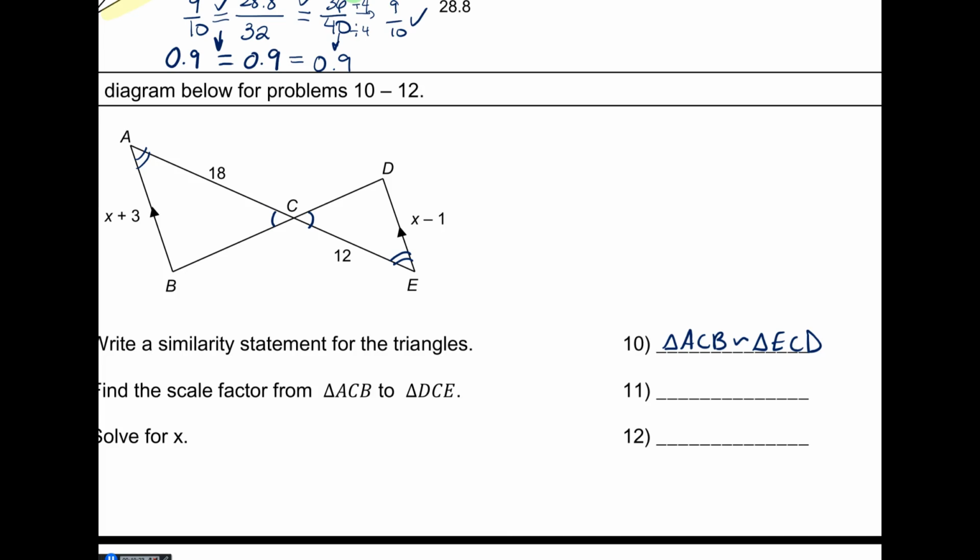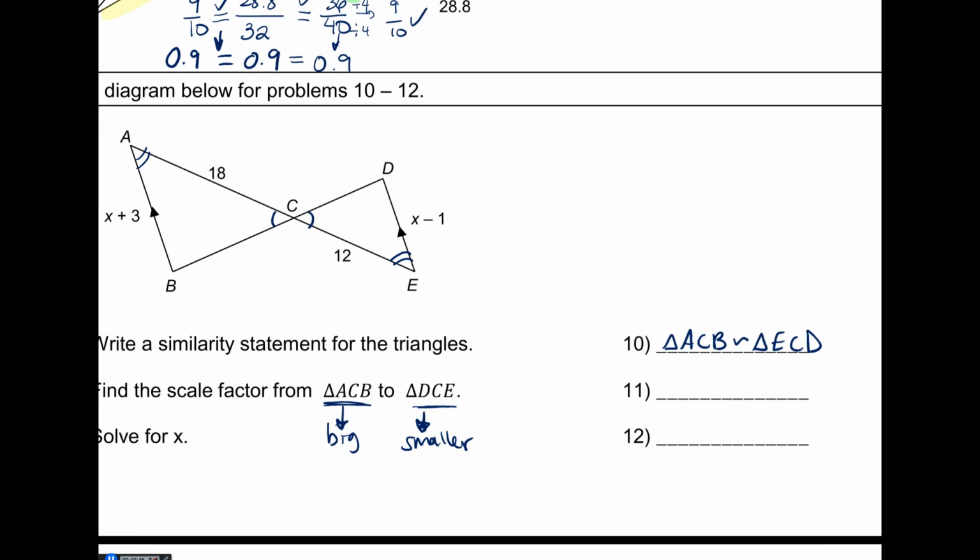Alright, find the scale factor. How do I find the scale factor from that to that? Remember, it's from ACB to DCE, so this is the bigger one to the smaller one. Just as a quick check, should my scale factor be greater than or less than 1? It should be greater than 1.